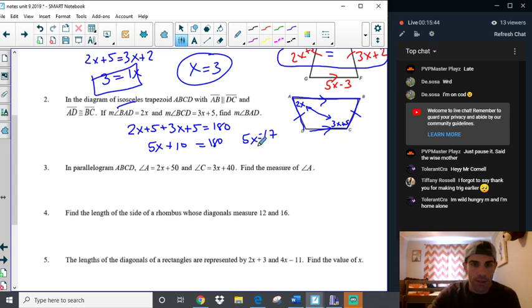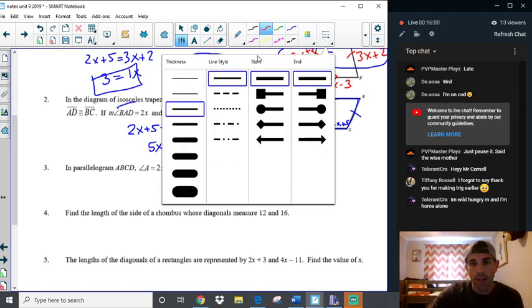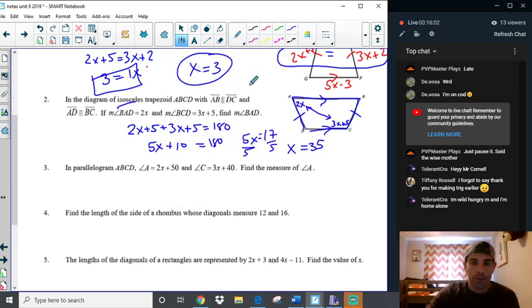Divide both sides by 5. And that's going to be 35. Okay, so now, if you stop there, you're not going to have your full answer because they didn't ask you to find x. They asked me to find the measure of BAD, which is right here. So now I have to do 2 times 35 and write 70. So the answer is going to be 70.